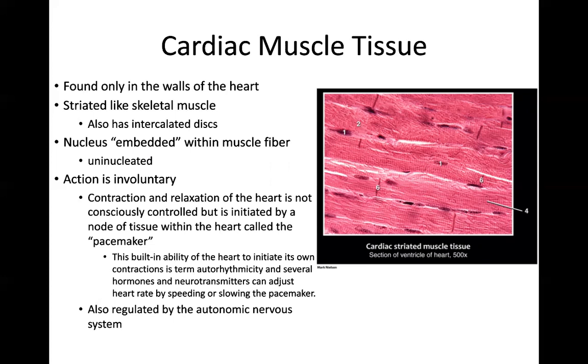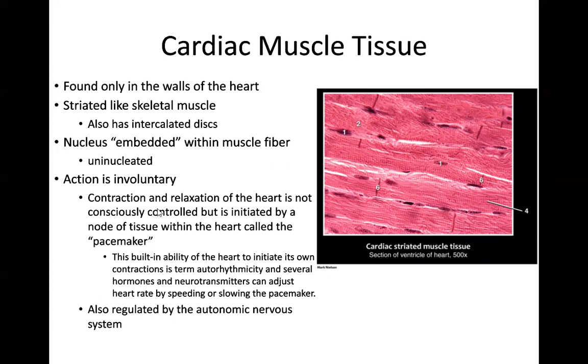Cardiac muscle is only found in the walls of the heart. It's striated, although you can't really see the striations as well in this picture as you could on the previous page. We'll talk more about what we call intercalated discs, which are these bands that you can see periodically in the picture. When we talk about the heart, we'll talk about the function of those and why the cardiac muscle tissue has them. The action of cardiac muscle tissue is strictly involuntary, and we've learned about that before.